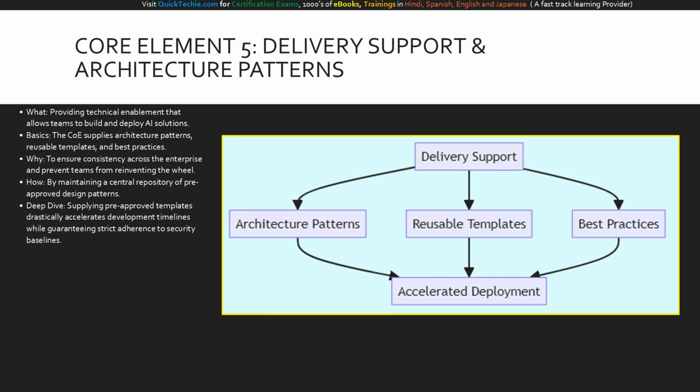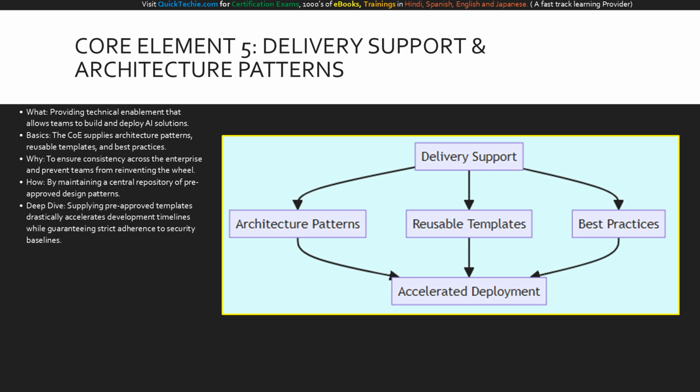By maintaining a central repository of approved design patterns that align with the well-architected framework. Let's deep dive into this value. Providing delivery support means the COE actively helps teams transition from ideation to production. By handing developers pre-approved templates and architectural blueprints, the COE drastically accelerates development timelines while simultaneously guaranteeing that every new AI solution adheres to the enterprise's strict security and governance baselines.